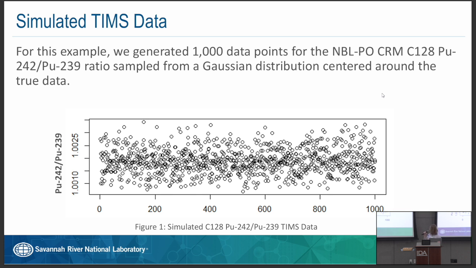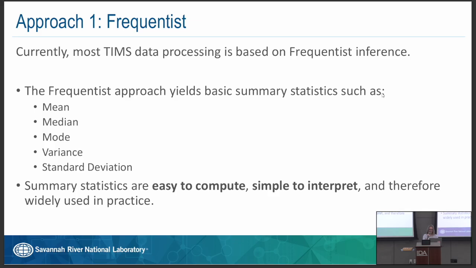So here's a nice little scatter plot of our simulated plutonium-242, 239 TIMS data. And again, this is just a particular isotope ratio that is of interest for the nonproliferation community. This is just 1,000 simulated points.